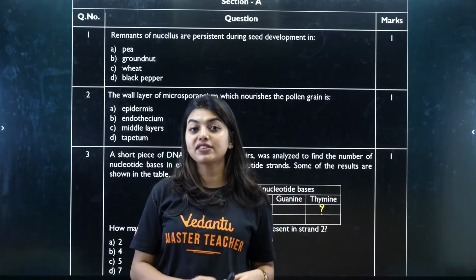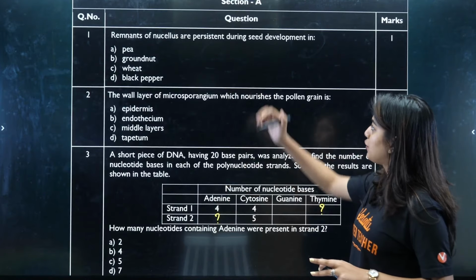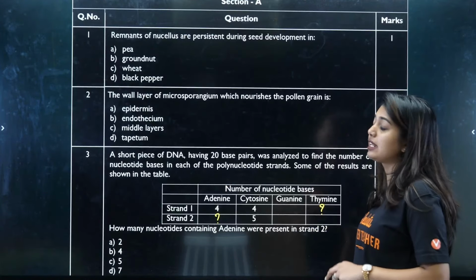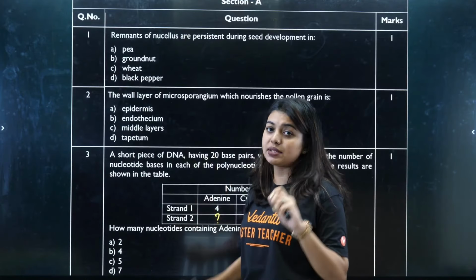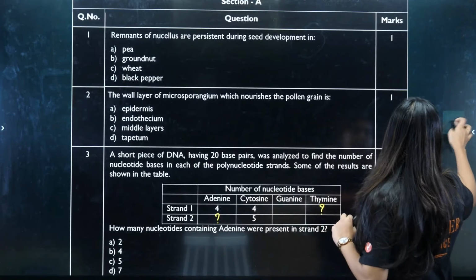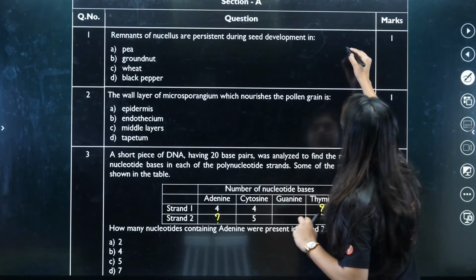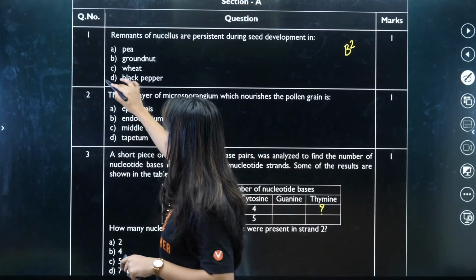In part A, you have 16 questions which are MCQs. The first question is, remnant of nucellus are persistent during seed development in, that means the nucellus is persistent in which of these examples? I have told you to remember this. You will have to remember B2, that is your black pepper and beet. So the answer is D.